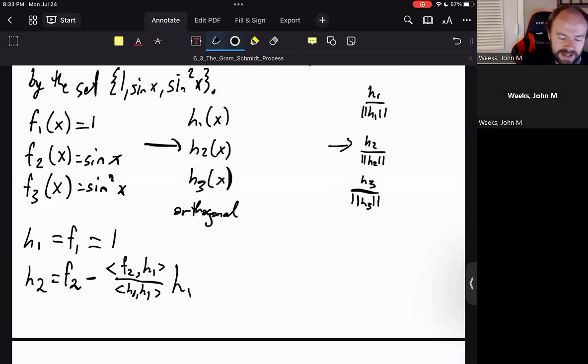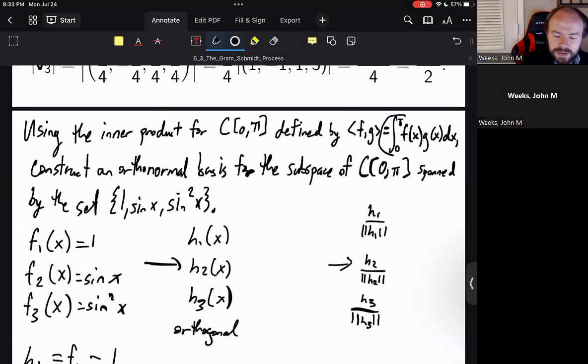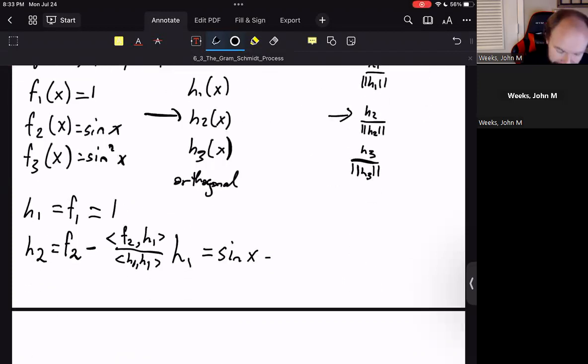Now, how are we going to calculate each of those things? Well, f2 is sine of x, so we can just plug that in. Minus f2 times h1, or at least the inner product of those two things. What is that going to be? That's going to give me the integral of sine of x times 1. So that's just the integral of sine of x. Hopefully not too bad. So we go through and integrate from 0 to pi of sine of x dx up here. And then we divide that by what? We're going to be dividing that by the integral from 0 to pi of, what is h1? It's just the function 1. So we're going to be integrating 1 times 1 dx.